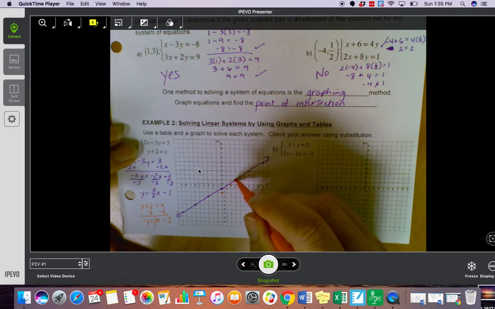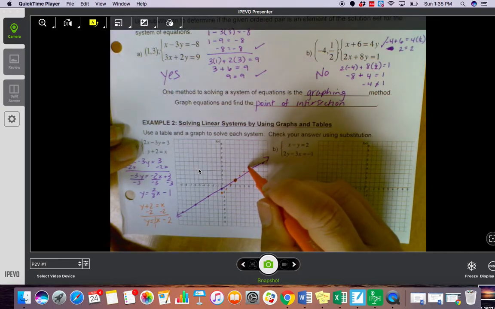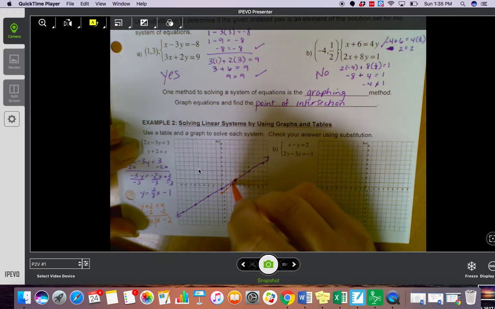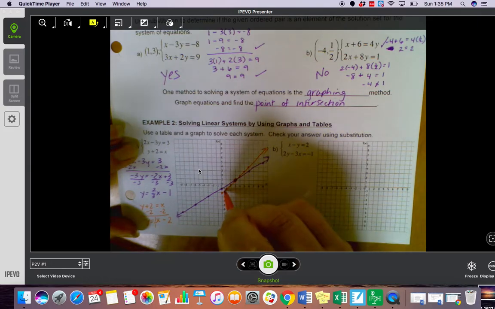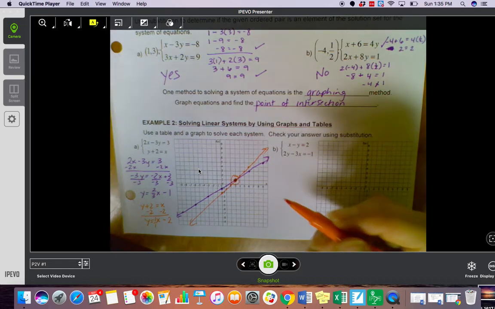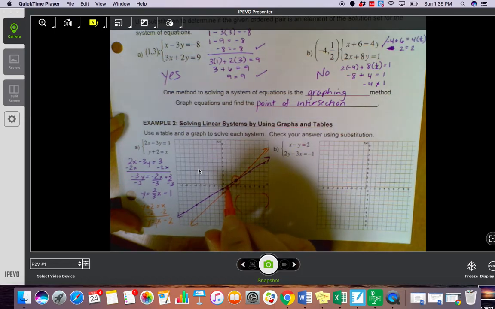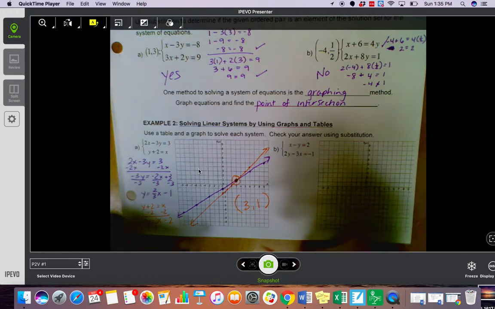So right there is where I have a solution. I can stop right there when I actually cross, because that's the exact point. So my answer to this problem is that point right there, which is over 1, 2, 3, up 1. So (3, 1) is my answer.